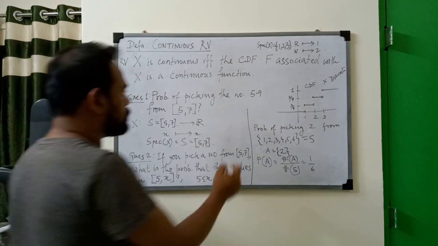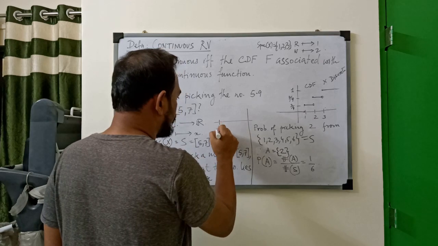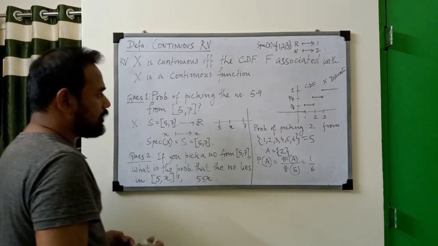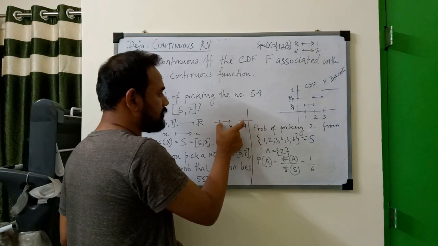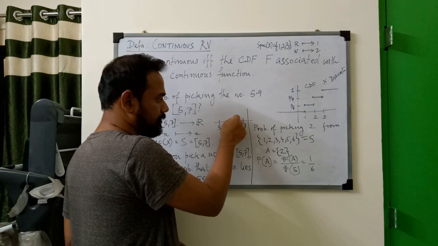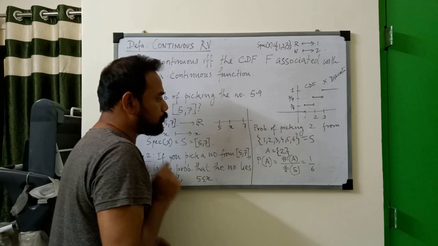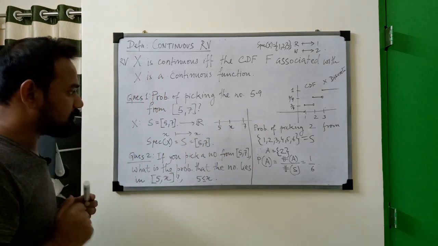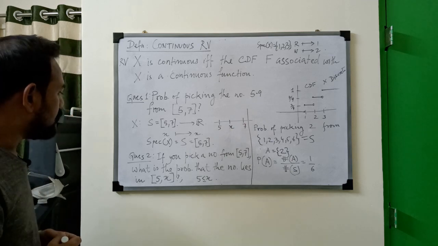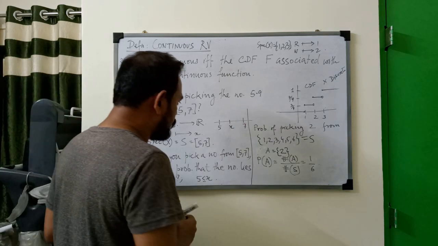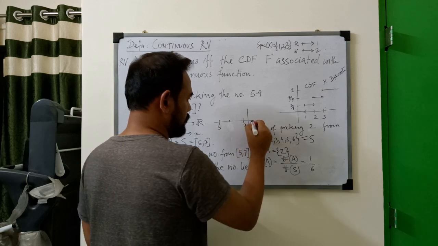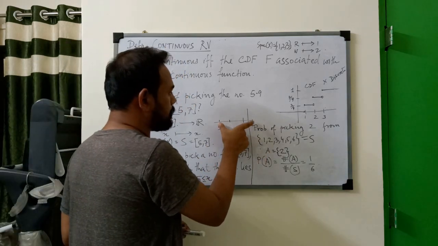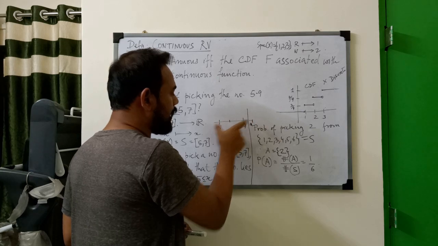Okay, so for example, if this is 5 and this is 7 and this is x somewhere here, you're asked to pick a number between 5 and 7. You can pick it from here. But my question is, what is the probability that you will pick it from this interval? Okay, that's the question. So let's try and work this out. Of course, x can be more also. Then what's the probability that you will pick it from 5 to x?